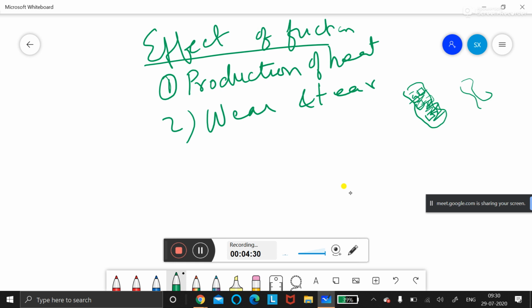The third one is opposing the motion. The effect of friction is that it opposes the motion. It is always going against the motion, so you need to put in more energy.